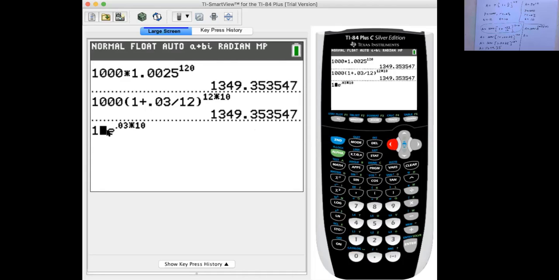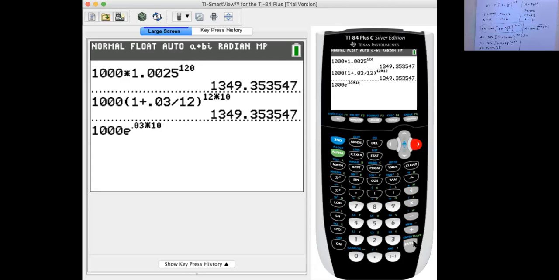So we'll go ahead and adjust that. Second insert, 1,000, and then delete these guys. All right, so now I have 1,000 e to the 0.03 times 10. How is it going to compare to 1349.35?